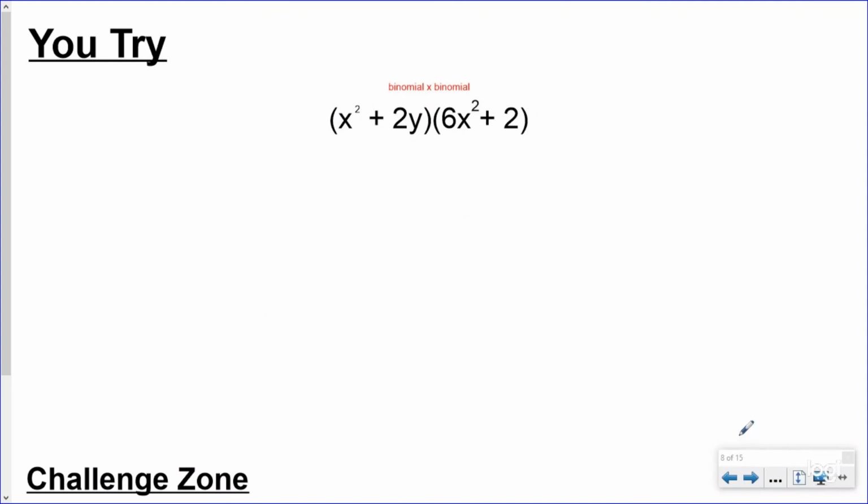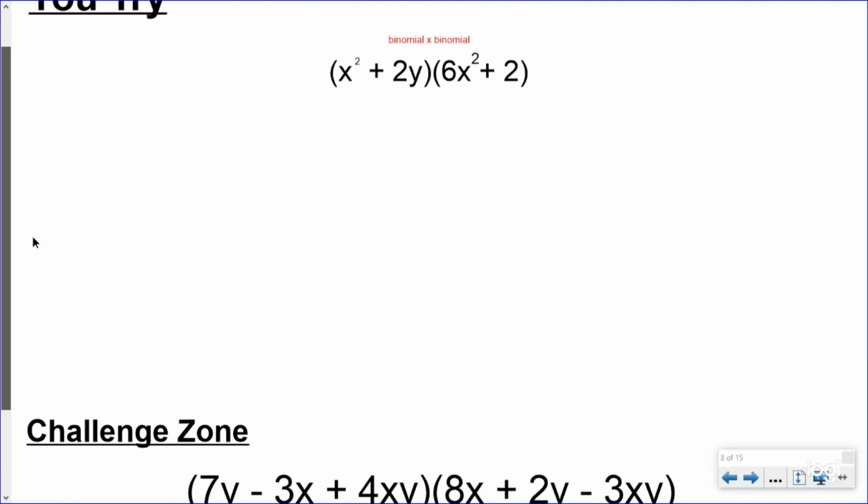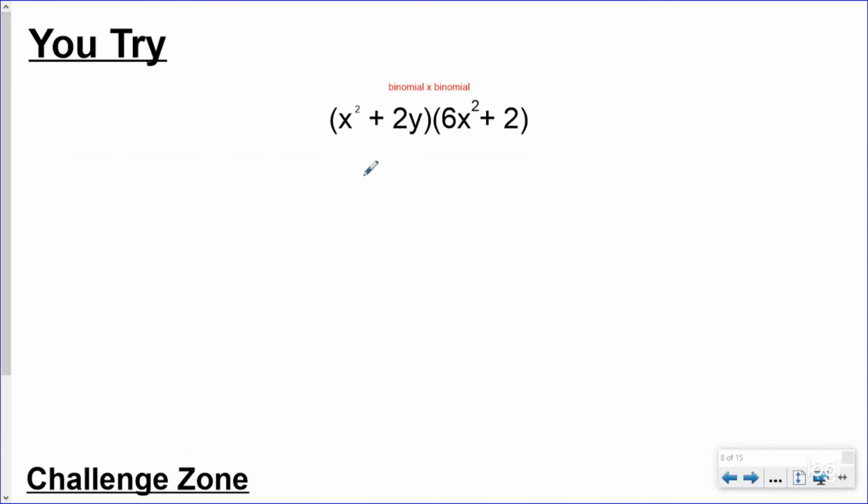So let's do one you-try problem, and then we're going to leave the challenge zone alone right now because this lesson's getting a little bit long. But if you want to try it, you can go ahead and do it and check your work, or you can come see me during our open office hours, and we can go over it together. But go ahead and pause it, do the you-try, and then push play.